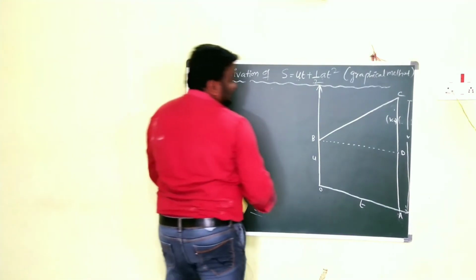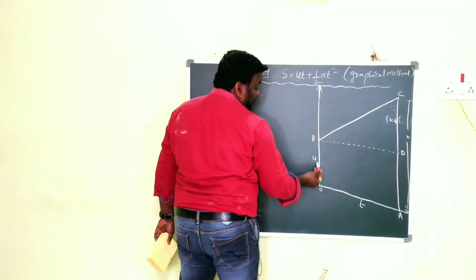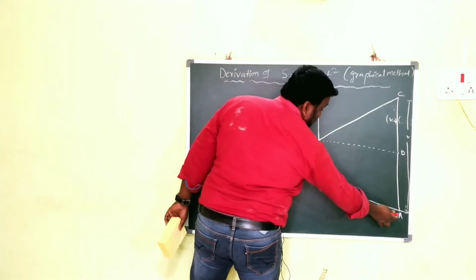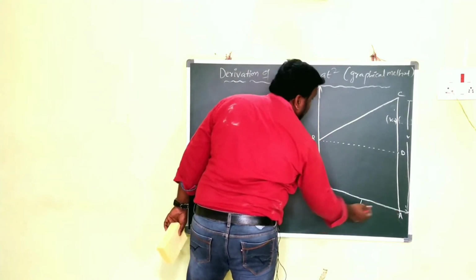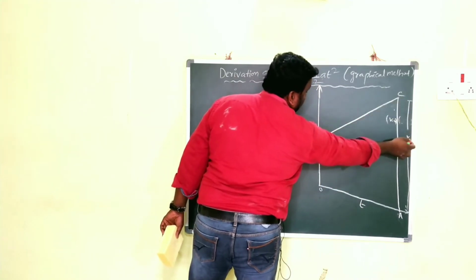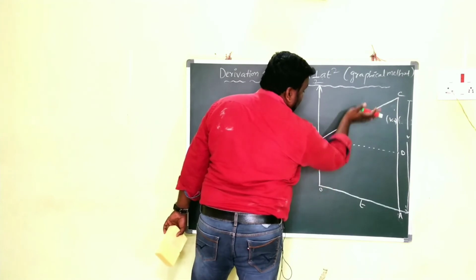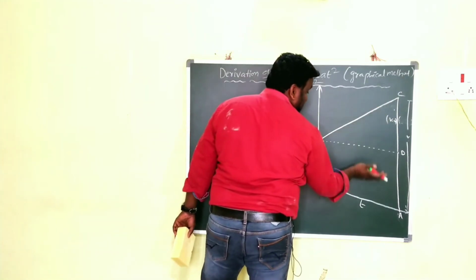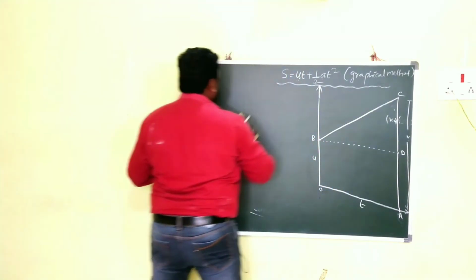Clear, children? In this diagram, the velocity is u at the point B, and at this point A, the total time is t. There the velocity is v. Clear? That's why BC is there. The area under BC is nothing but the displacement covered. That's why here we want to find the displacement.